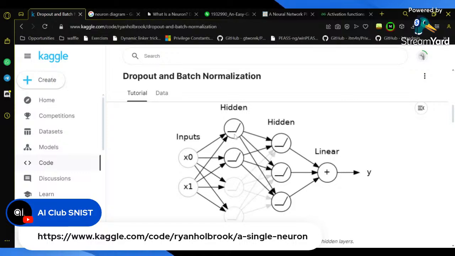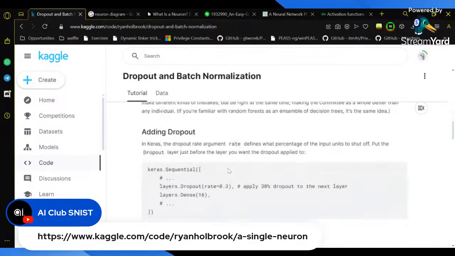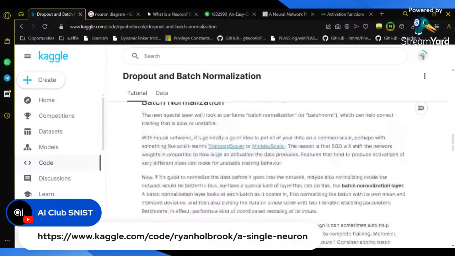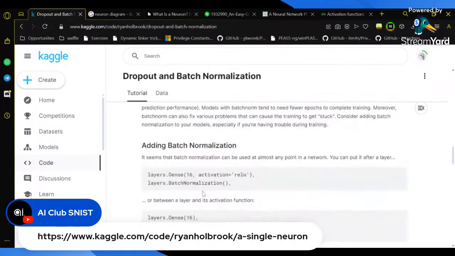In the same way, if I make all four work at a time, these four will learn together and just remember the details. They won't actually learn. For that reason, we drop them out. And batch normalization is used on our input values.